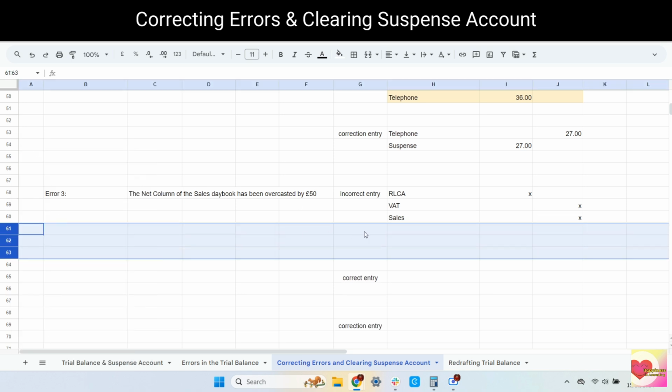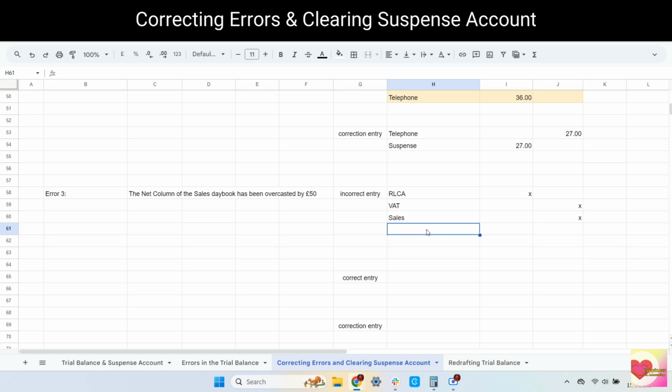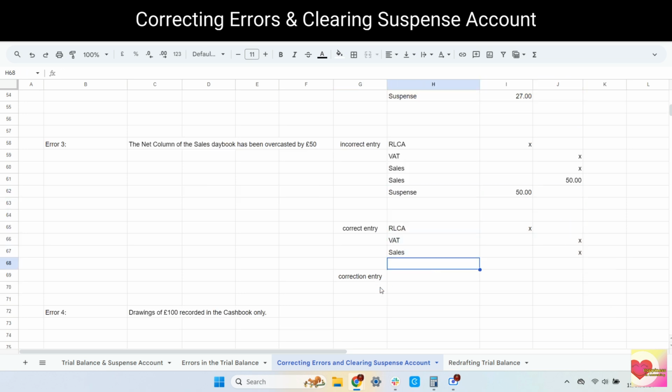All we know is that it was overcasted by 50, so it means we recorded 50 more to sales. And since the credit column is 50 more than the debit column, a suspense account was automatically inserted to make them equal. Next, let's enter the correct entry. There are no amounts given in these accounts, but we know that they are correct, so let's just put X.